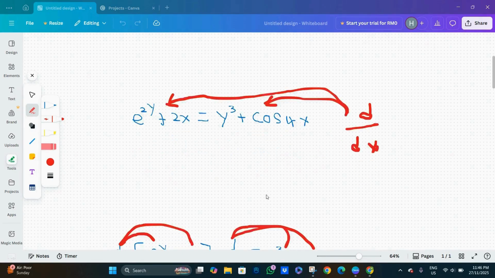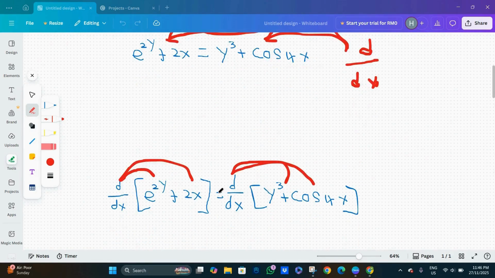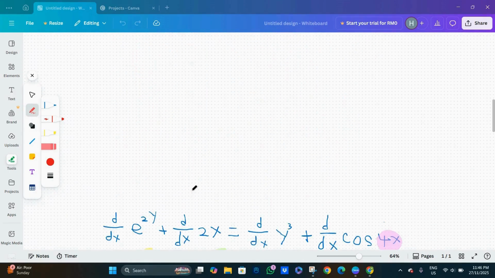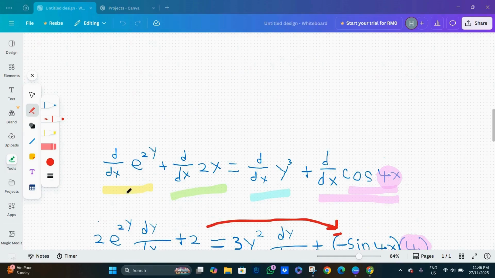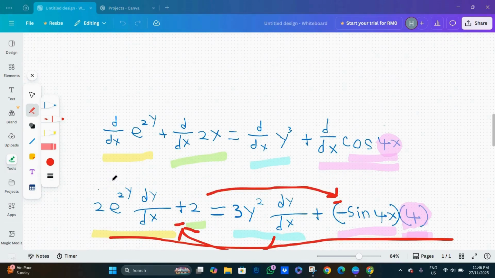After that, we need to expand the equation by multiplying d over dx on both sides into the bracket. After that, this is the equation after we expand the dy over dx. So by using that equation, we need to differentiate the equation, and this is the equation after we differentiate it.